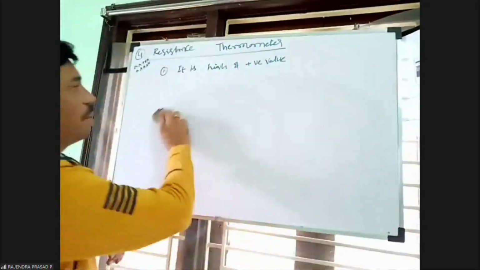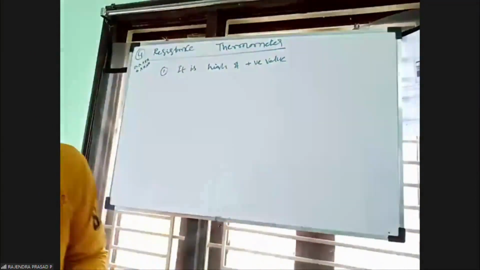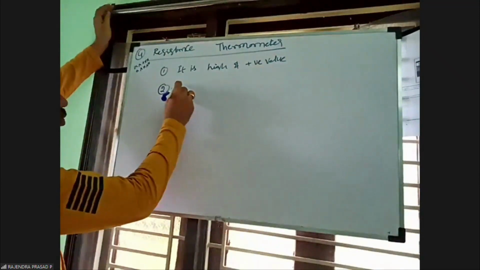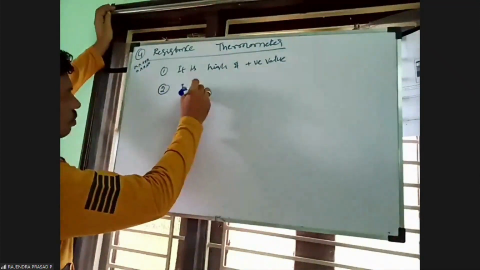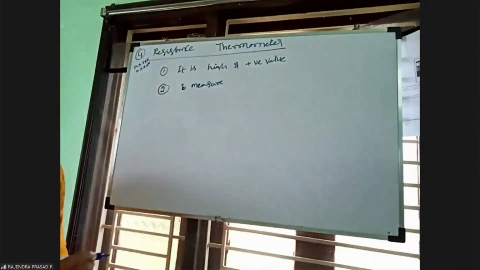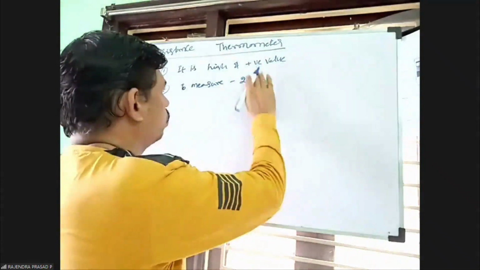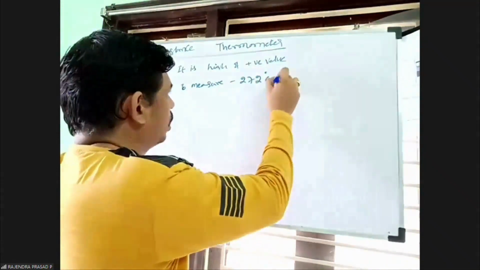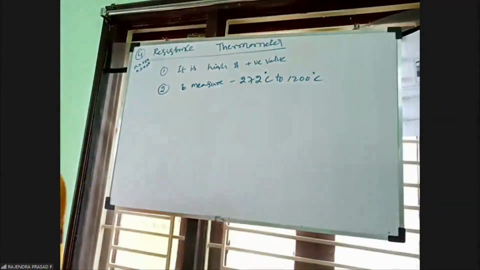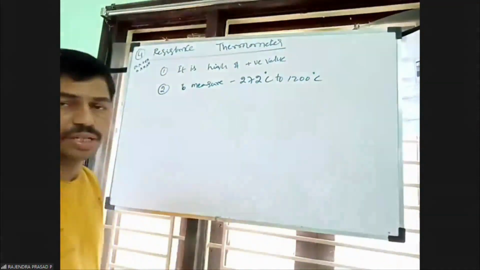Sir, a high and positive value is the reason, right? So this thermometer can be used to measure from minus 272 degrees C to 1200 degrees C.